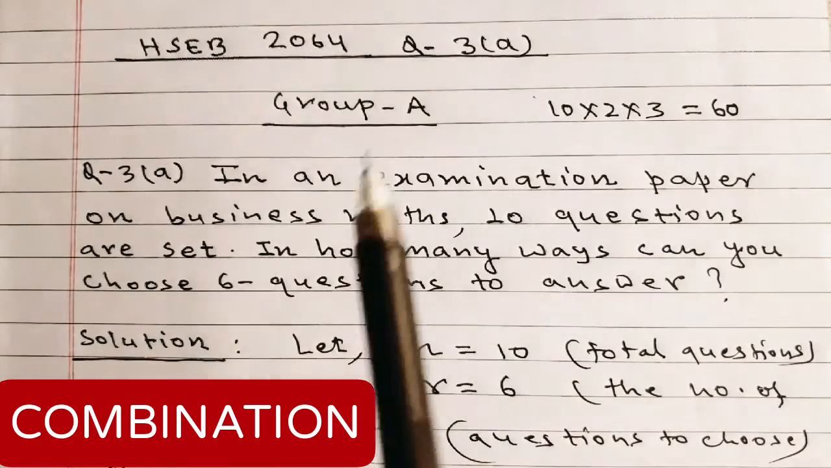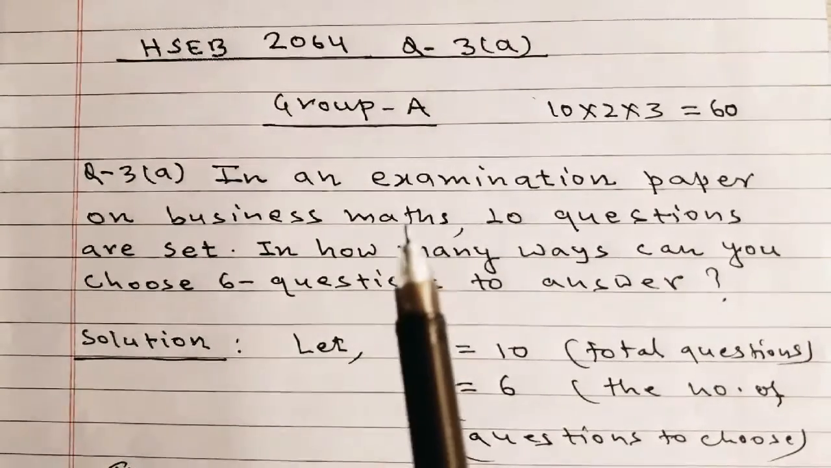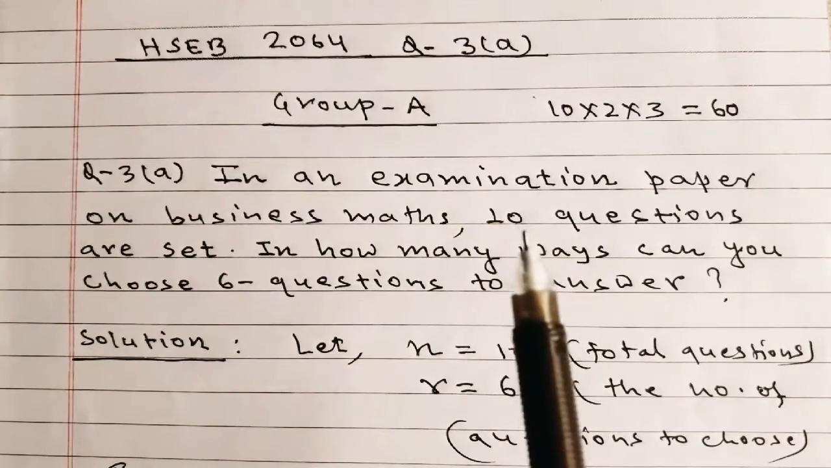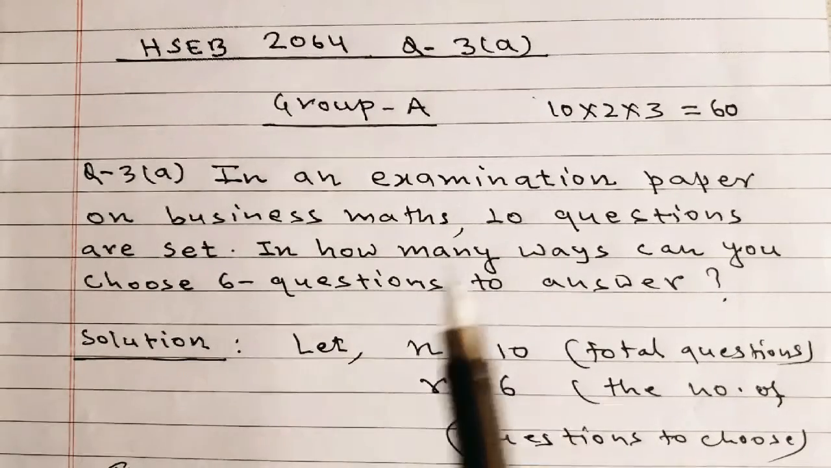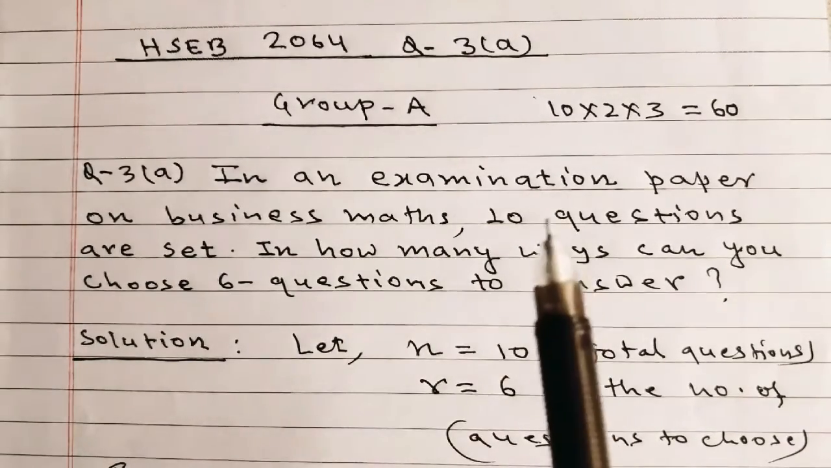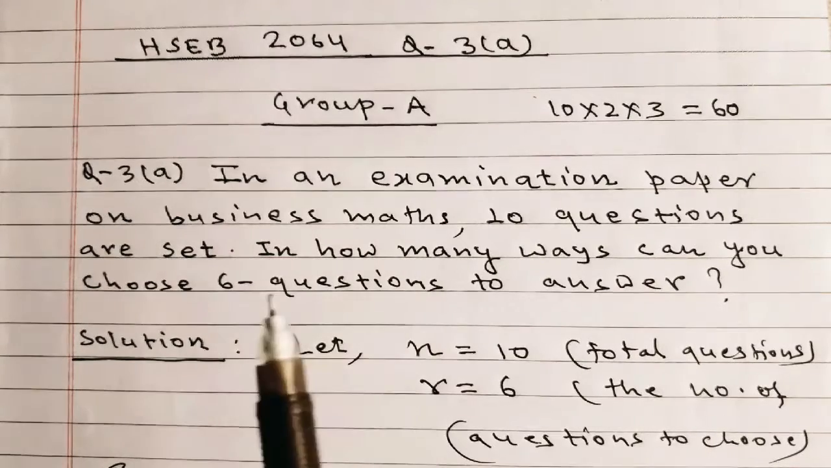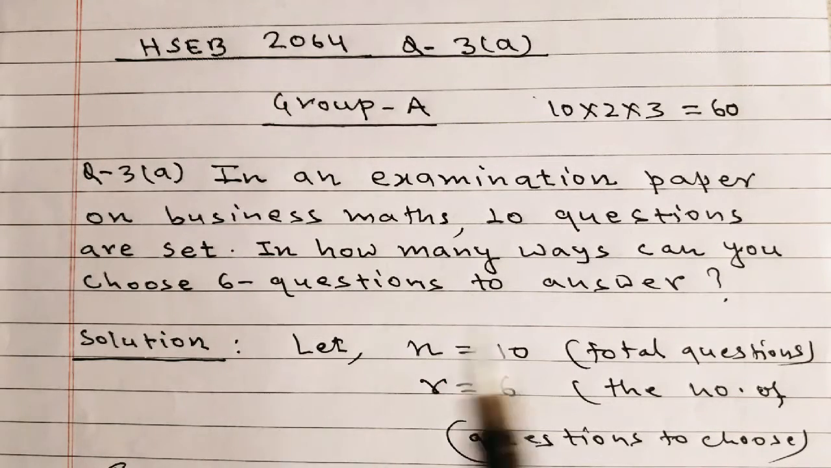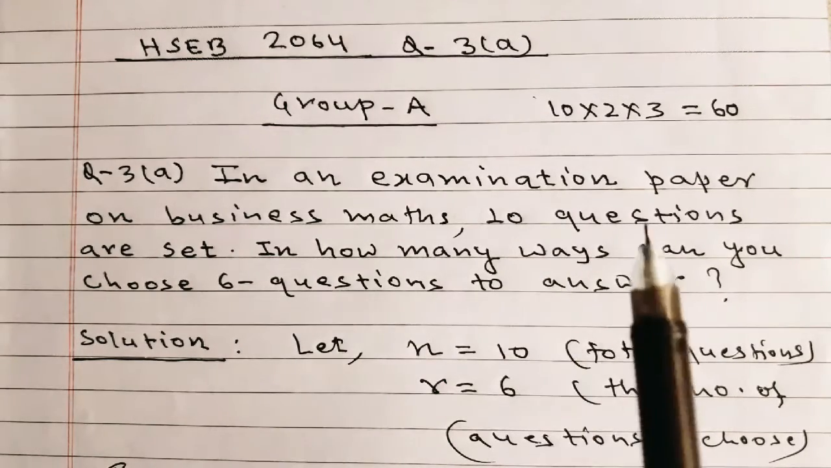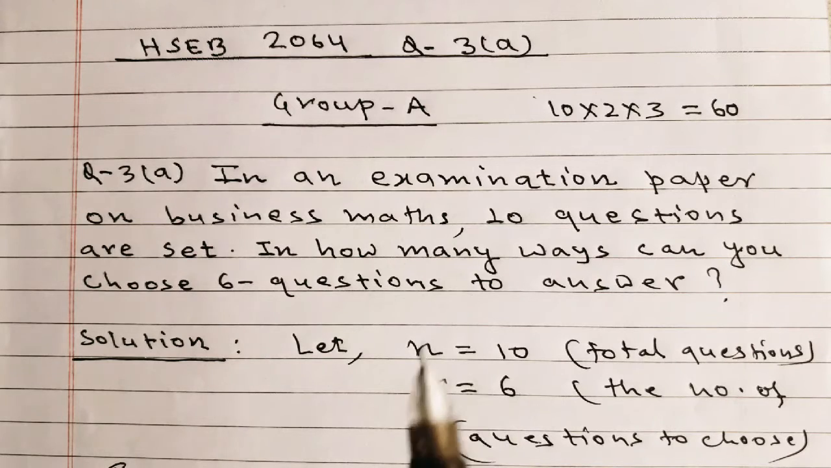Solution. This is a problem related to combination. In the question we are given 10 questions in total, and we have to choose 6 questions out of 10. Let the total number of questions be 10, so we can suppose n is equal to 10, and let r be equal to 6, the number of questions to choose.